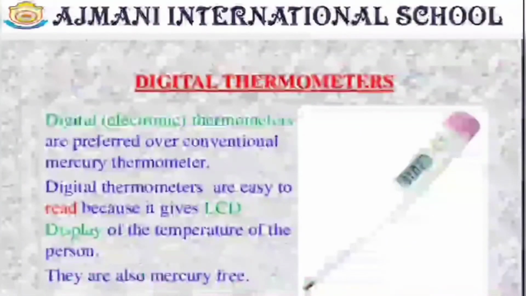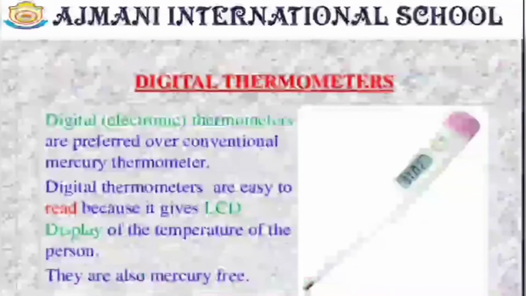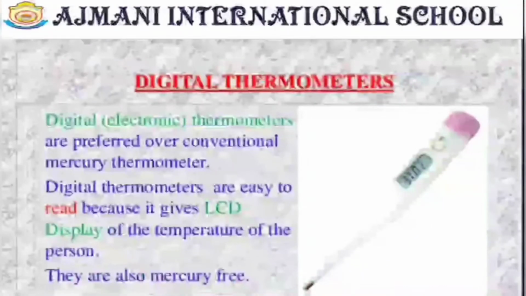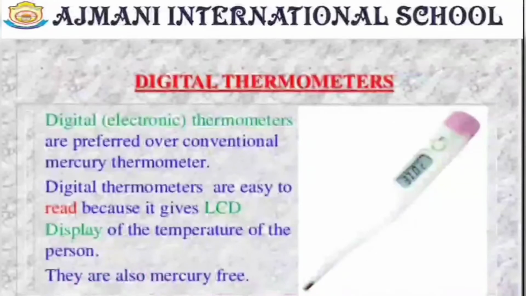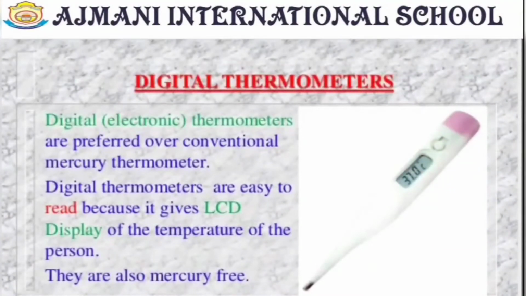Let's see what a digital thermometer is. Nowadays a digital thermometer is mostly used instead of the clinical thermometer because it is an electronic thermometer, so it consists of a display screen which shows the exact number of the temperature. Also, it does not have mercury inside it. That is the advantage, that there is no danger of spilling the poisonous mercury in case it breaks.